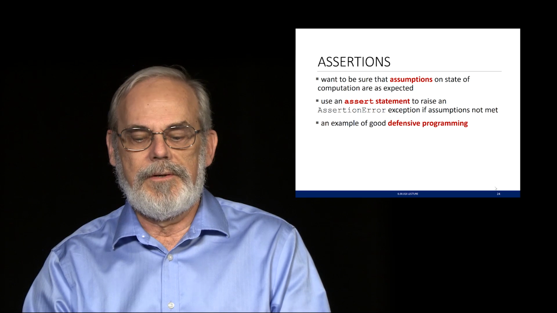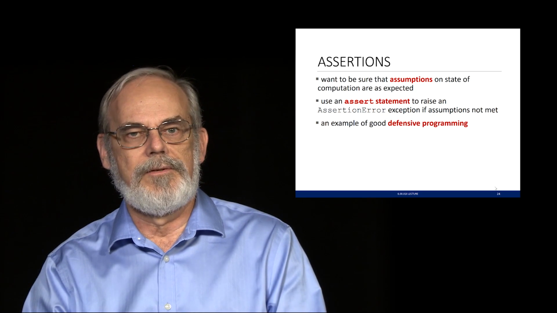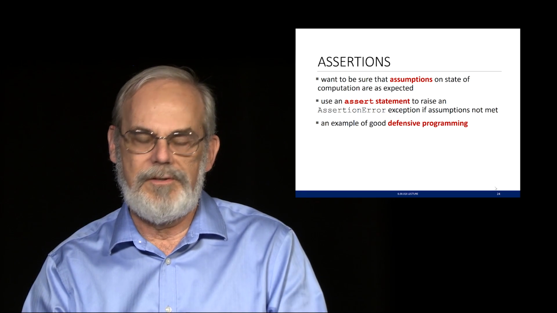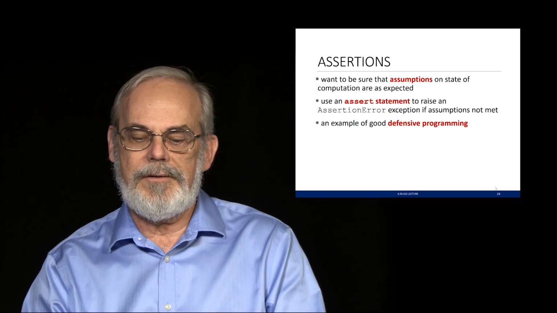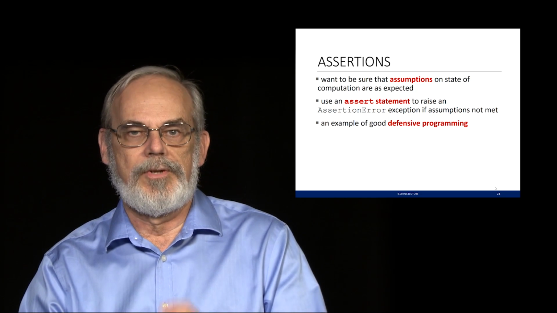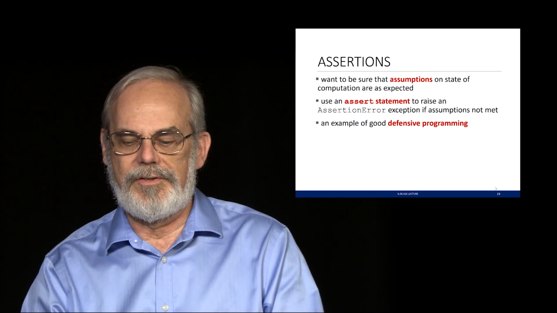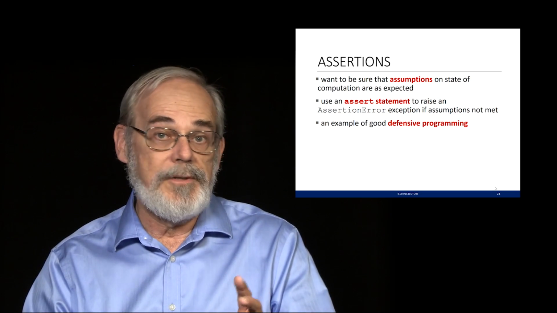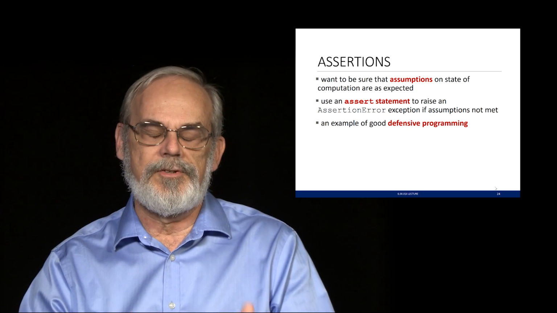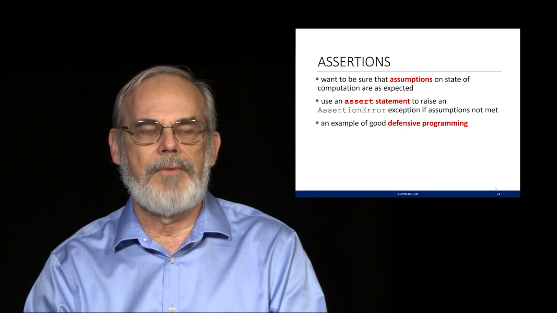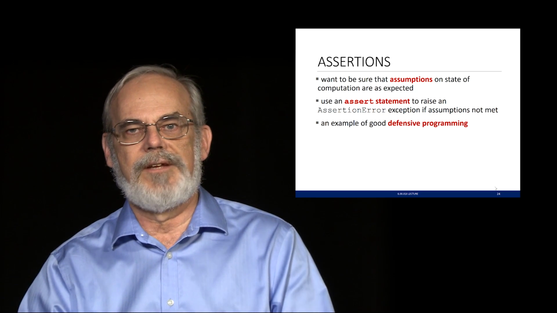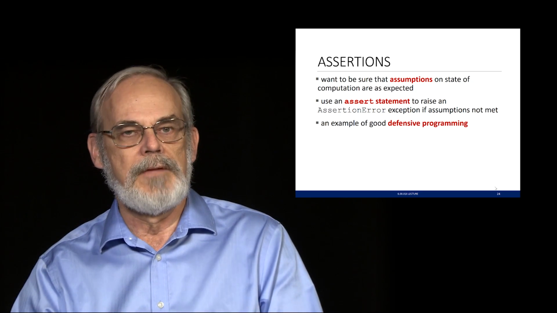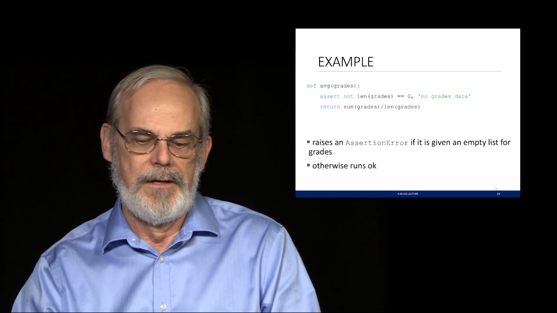We might want to be sure that the assumptions on the state of the computation really are what we expected. Not just for inputs, although that's a standard place to do it, but maybe more generally. And for that, we can use an assert statement to raise an error, an exception called an assertion error, if those assumptions are not met. As I said, it could be on inputs, it could be in an intermediate state of the program where I want to check that I'm in the right place. I can do an assertion that says, I assert that the following should be true, and if it's not, raise an exception. A nice example of good defensive programming.